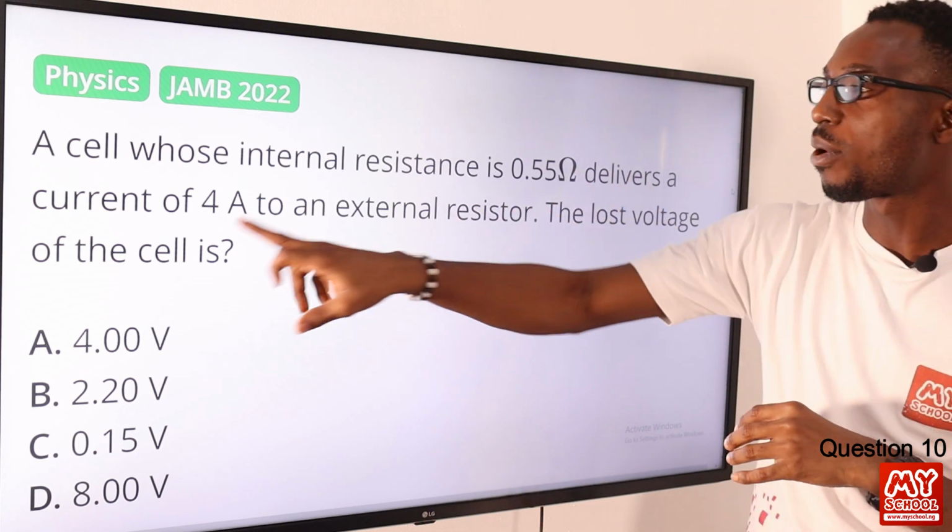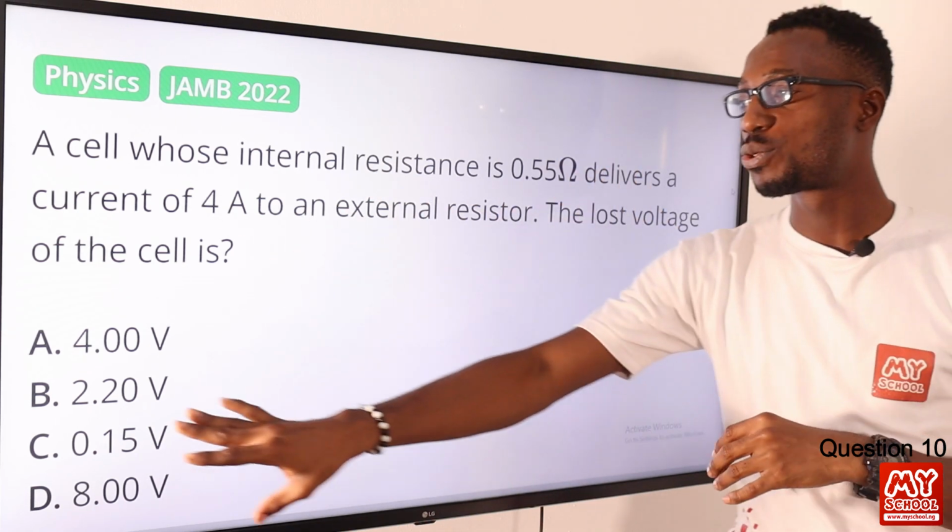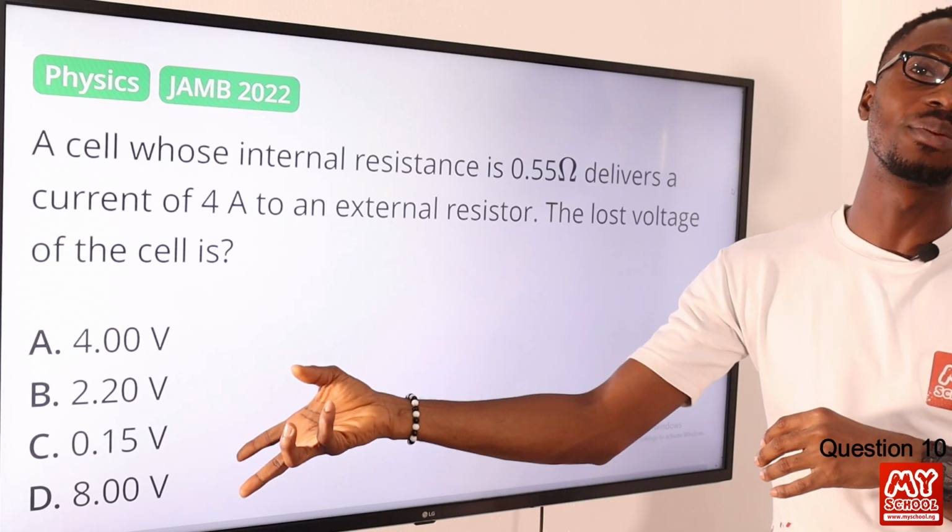So that is 4 times 0.55. That will give me 2.20 volts. So the correct option is actually option B.